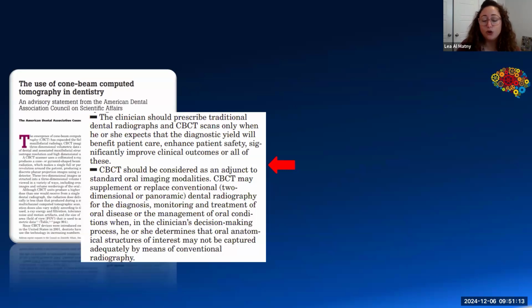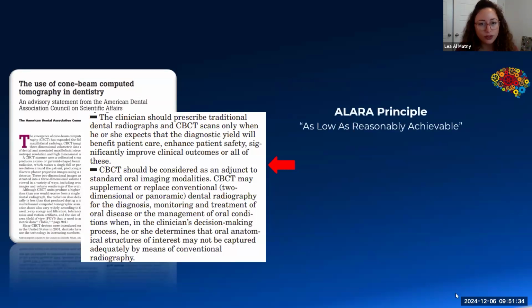If you feel that cone beam will add to your diagnosis, will affect your treatment plan, it will be helpful for the patient, then feel free to use cone beam. If you do not feel it will be helpful for the patient, then do not use cone beam. So it's really up to you to decide when to take or use a CBCT scan and when not to.